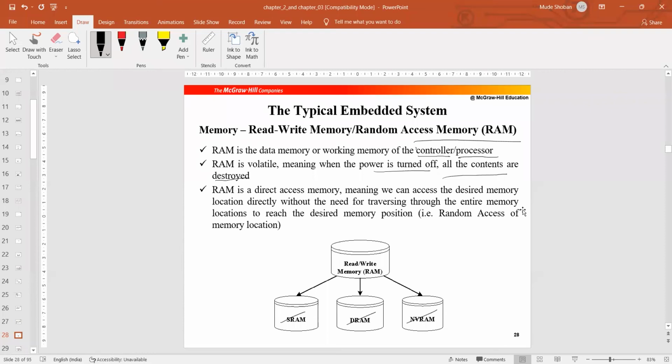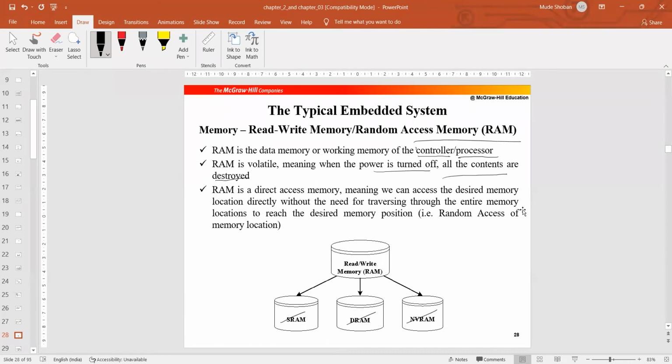So, read-write memory, or random access memory. Another point you should note is that the program memory is only for reading, not for writing, one time only. But RAM, you can read, you can write. So that's random access memory, and you can store information or data in it. Random access memory is the data memory or working memory of the controller or processor.